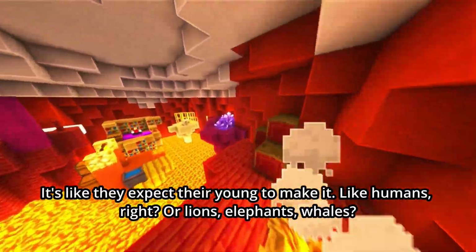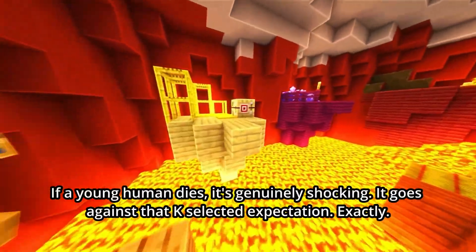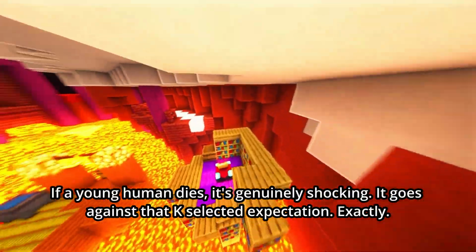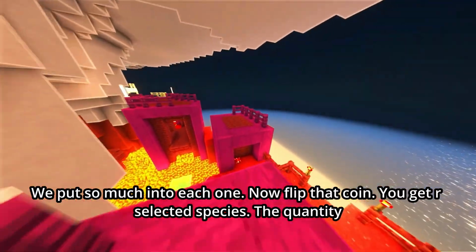It's like they expect their young to make it. Like humans, right? Or lions, elephants, whales. If a young human dies, it's genuinely shocking. It goes against that K-selected expectation. Exactly. We put so much into each one.